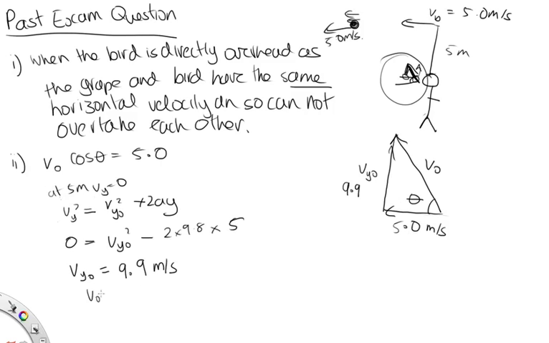Okay, so this one here is 9.9 meters per second, and this one's 5. So V0, we can use Pythagoras to solve. 9.9 squared plus 5 squared, which gives us 11.1, which is just 11 meters per second. And then substituting in here, we've got cos theta is equal to 5 over 11. So theta is equal to 63 degrees.